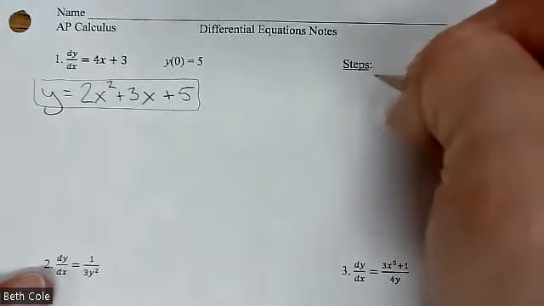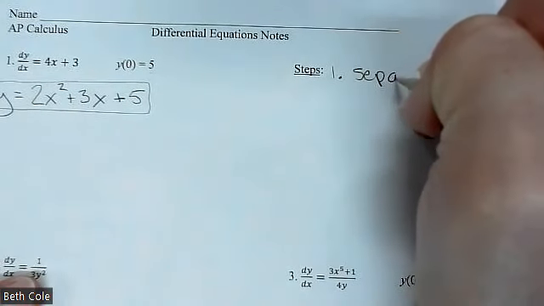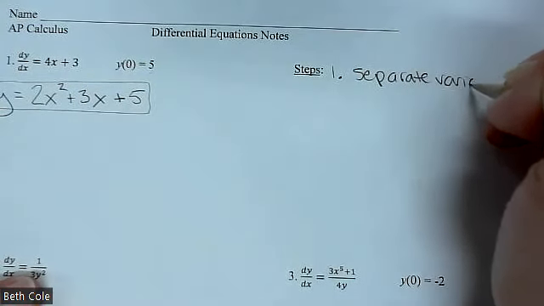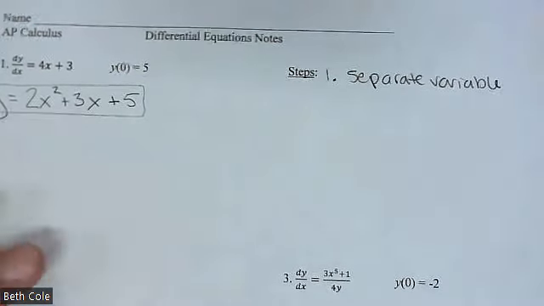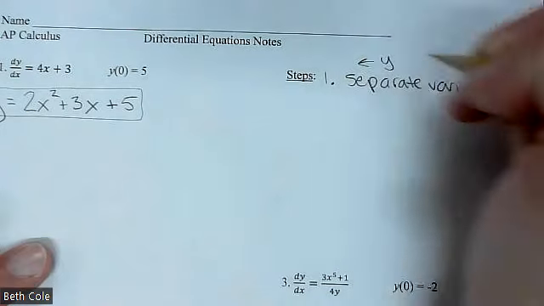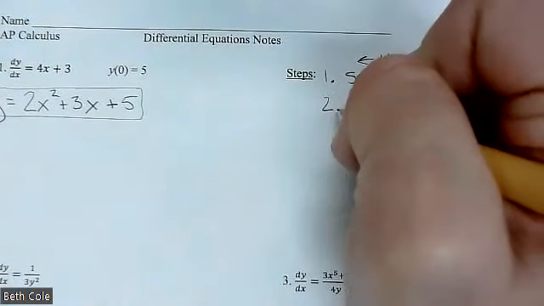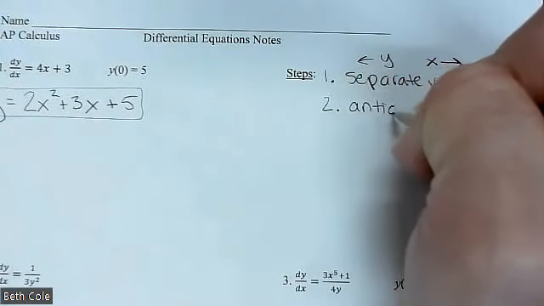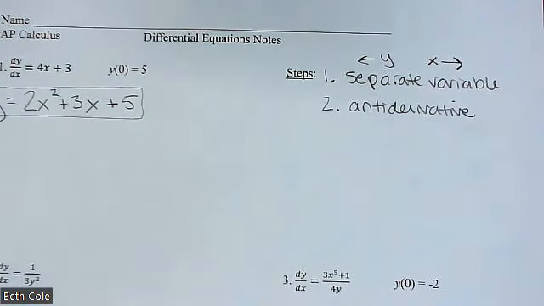Okay. So here are your steps. If you're a steps person, I've got you. All right. Step 1, you're going to separate the variables. Y will always go to the left. X will always go to the right. So actually, let me put that here. Y will always go to the left. X will always go to the right. So separate the variables. And then this is your step that's calculus. You're going to do the antiderivative. That's like the one step that's calculus. Do the antiderivative.